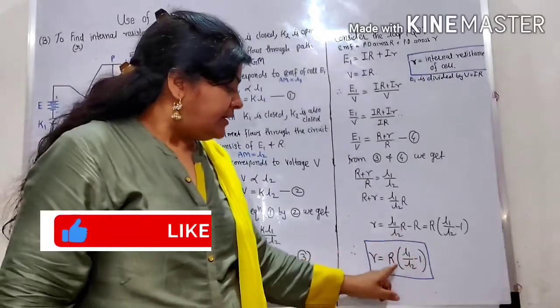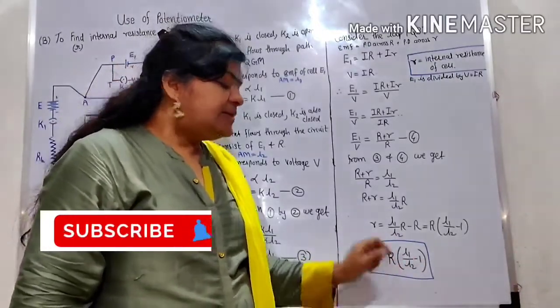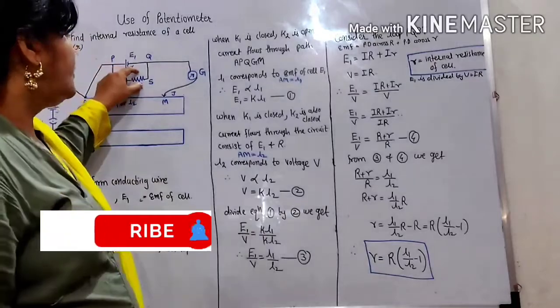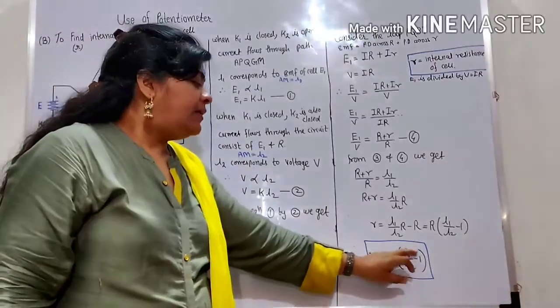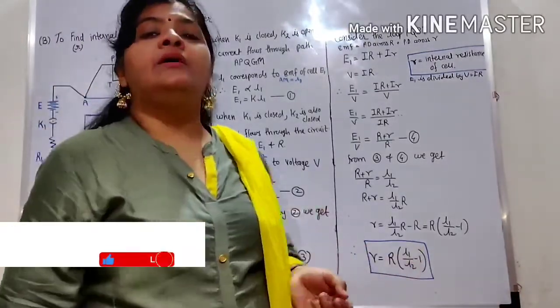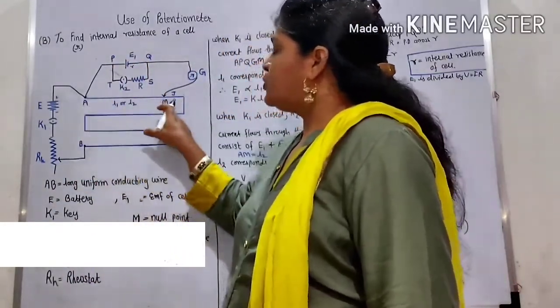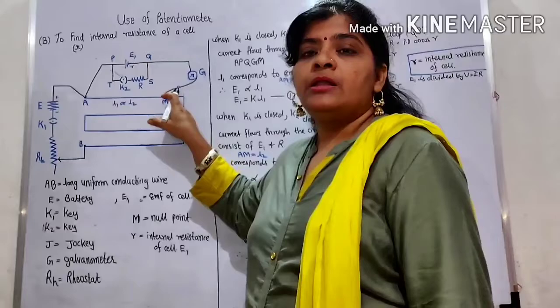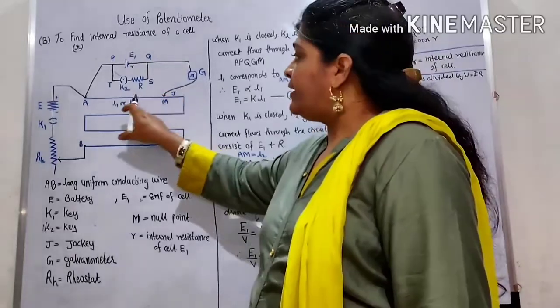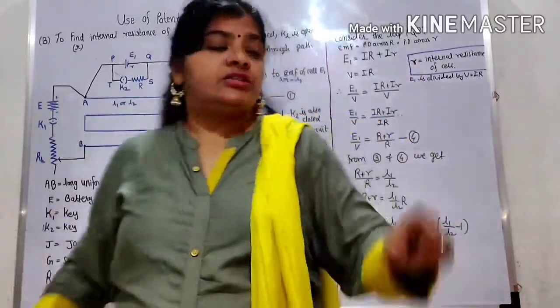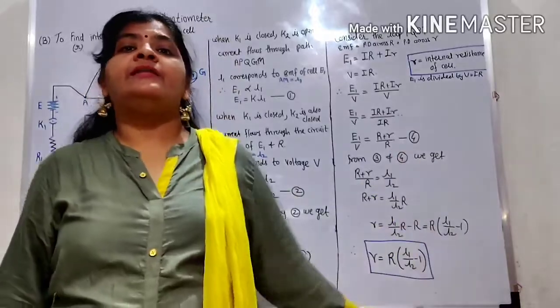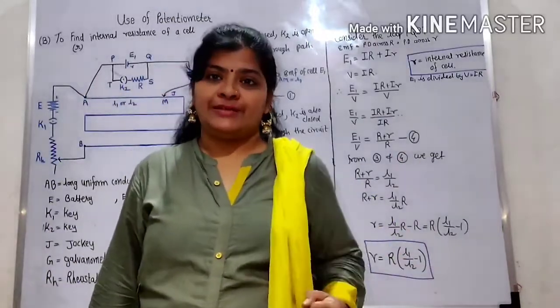Now if you know the resistance value R from this loop, and L1 and L2 are measured by this experiment, that is, when the galvanometer shows null deflection, you measure L1 and L2. Substitute in this formula, and we can get the internal resistance of the cell.